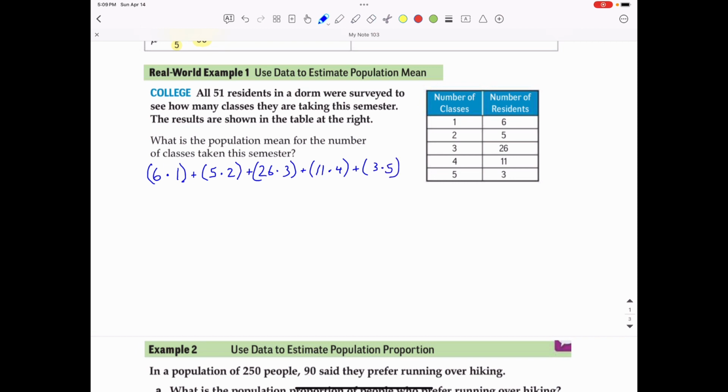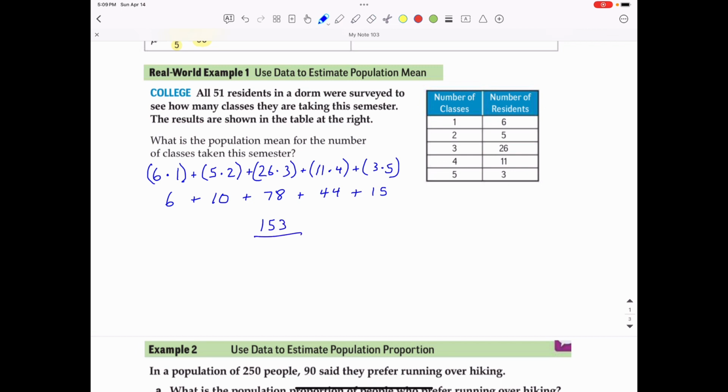So 6 times 1 is 6, plus 5 times 2 is 10, plus 26 times 3 is 78, plus 11 times 4 is 44, plus 3 times 5 is 15. And let's see, when we add all that together, we get 6 plus 10 is 16, plus 78 is 94, plus 44 is 138, plus 15 is 153.